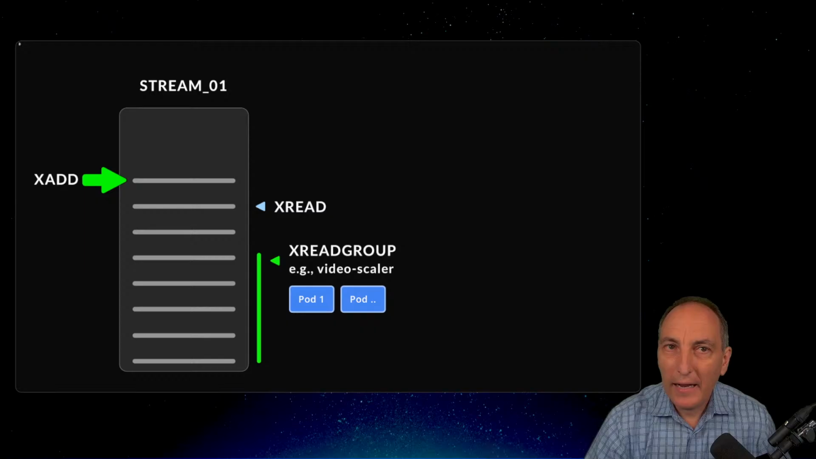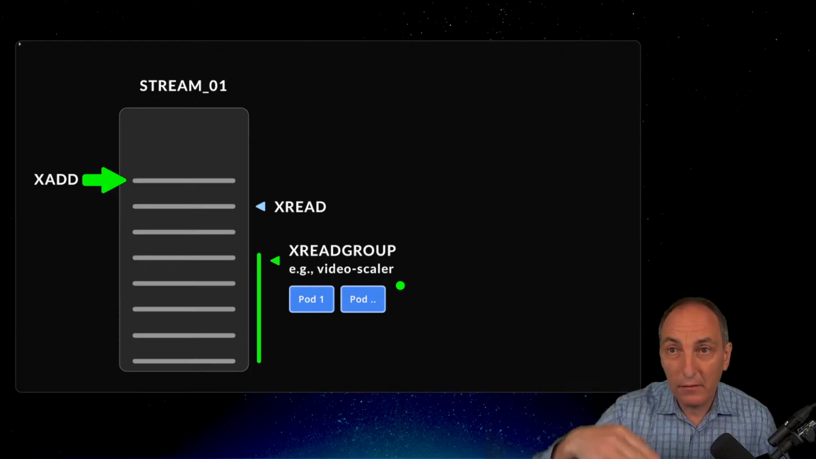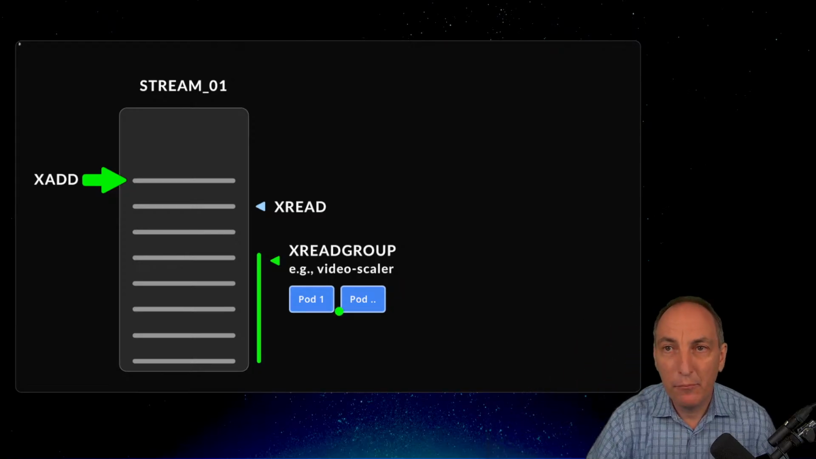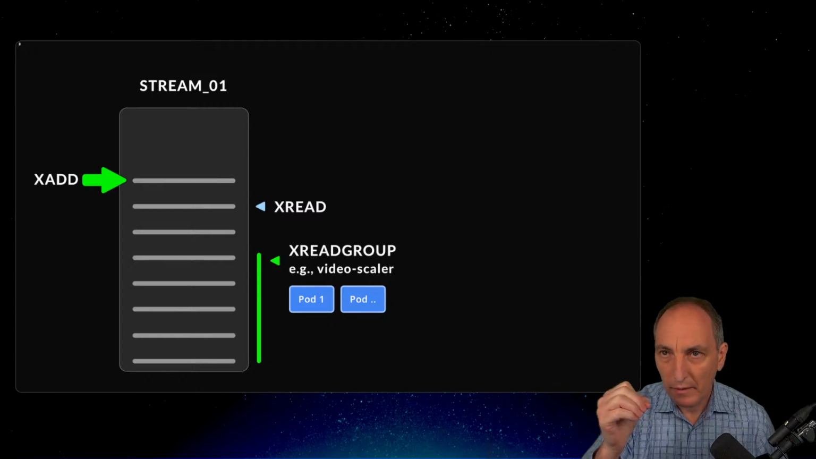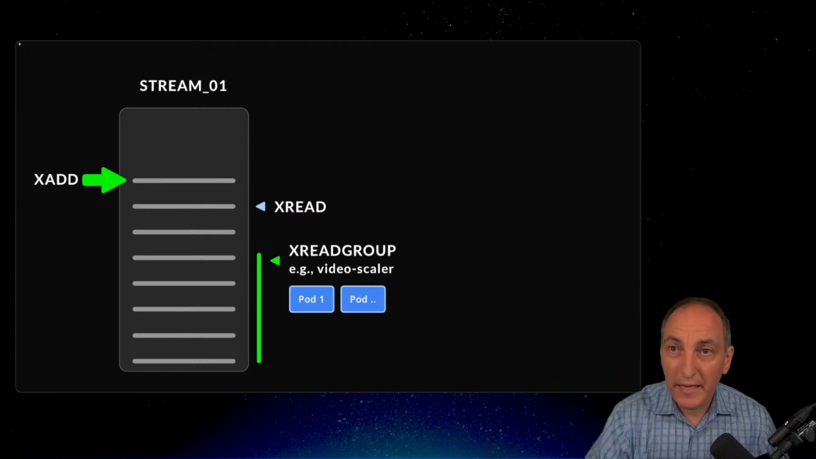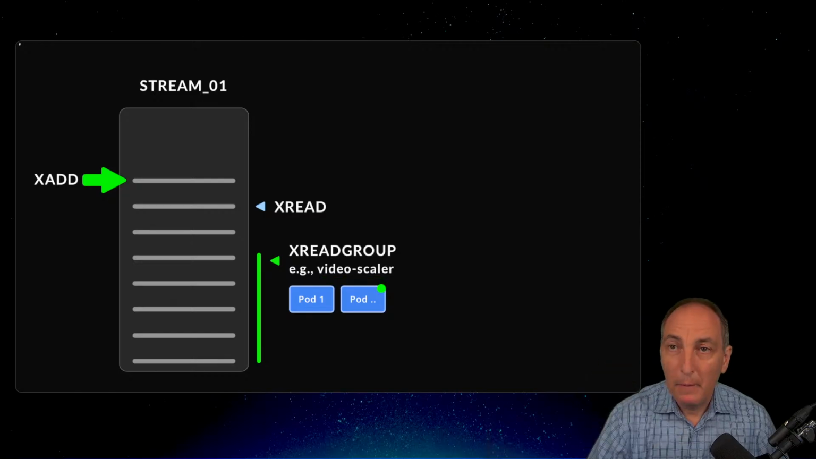Now with the XREAD group, all of these pods will have the name of the service. This is what we use. So it will be the video scaler service, where it can scale up and down pods for this service. And a pod typically has one container image instance. All of them can do the XREAD group, but because they use that name as a group, they won't pick up the same thing twice. So now we can scale that as much as we want.